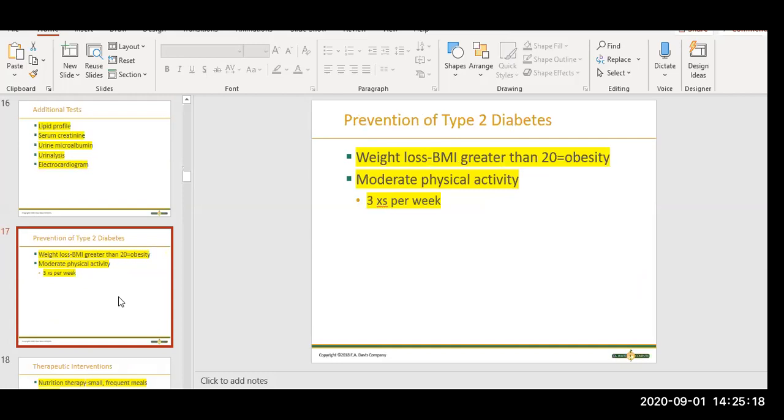Prevention of type 2 diabetes. You have to sweat 3 times a week. That's all. Just 3 times a week. And if your BMI is greater than 20, you have got to lose weight. Period. BMI greater than 20, got to lose some weight, and you need to sweat 3 times a week. Okay.